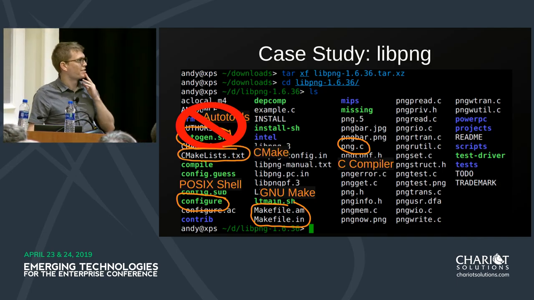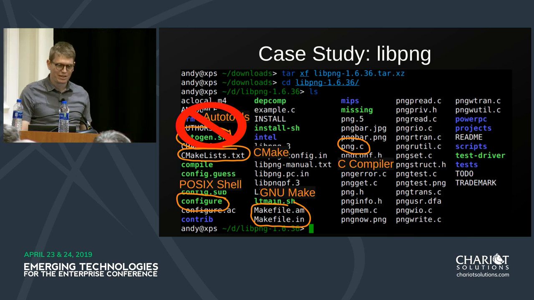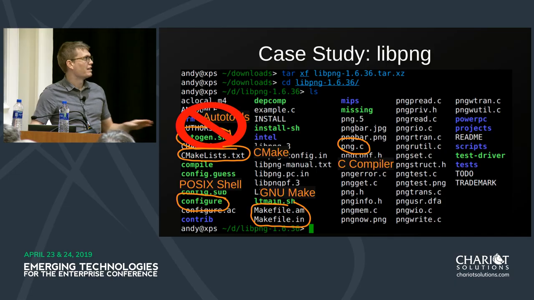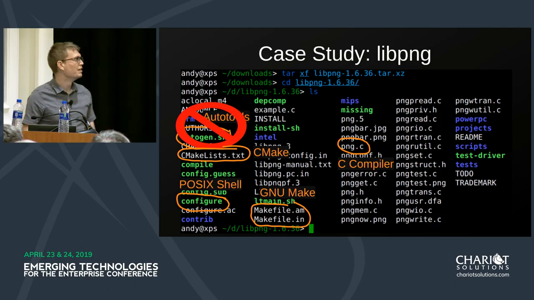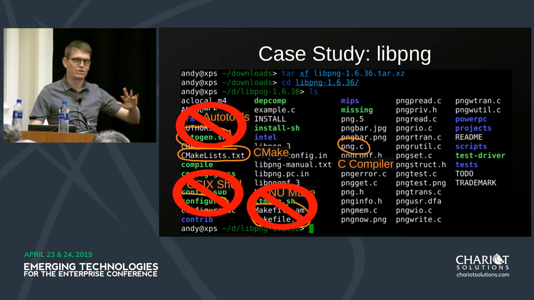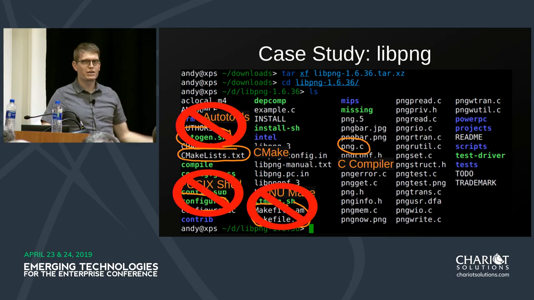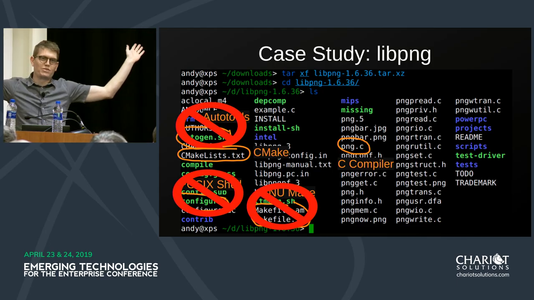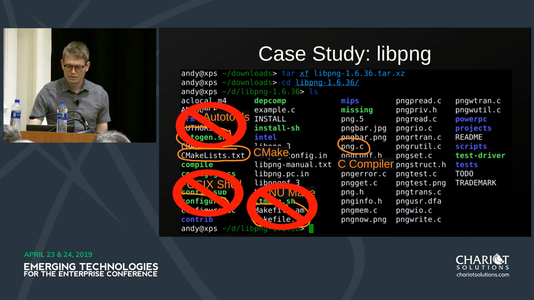But wait a minute, what's this? We also have CMake here. I'm just gonna guess what happened here, but I'm pretty sure what happened is, even after this happened, the libpng developers tried to build it on Windows, and they went, oh crap, Windows doesn't have POSIX shell or GNU make. What are we gonna do? So they introduced CMake so that all you have to have is MSVC and CMake, so a little easier to install. But they didn't actually remove these other files from their source, because who knows what people have installed on their computers?